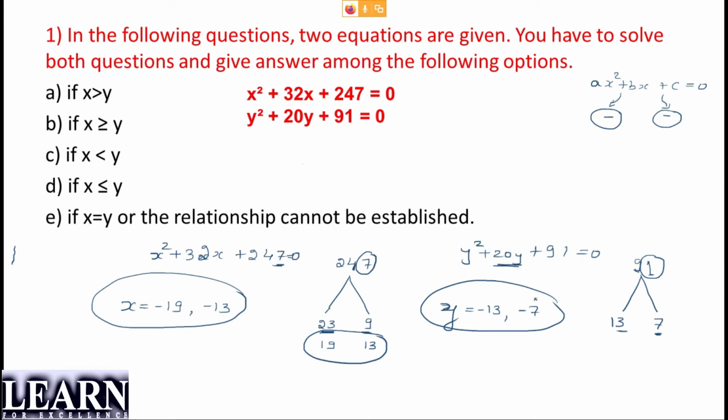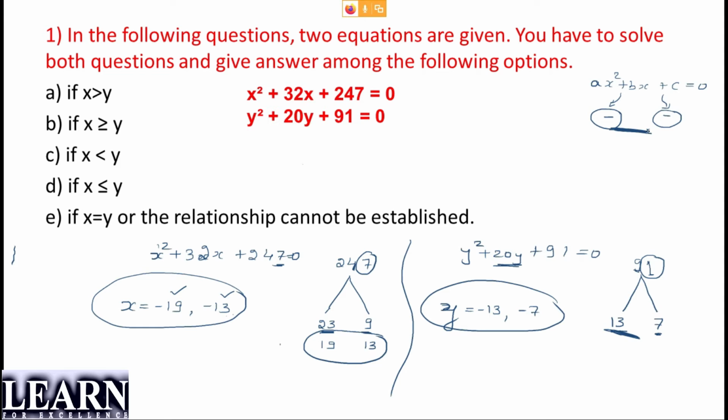Clear, guys? Y value will be minus 13 and minus 7. As we have already told, it is the negation of this branch value. Now look here, if you want to cross check with this, when both are positive, we have got a bigger value as negative and smaller value as negative. Now while I am talking about this bigger value and smaller value, you should not consider the sign, guys.